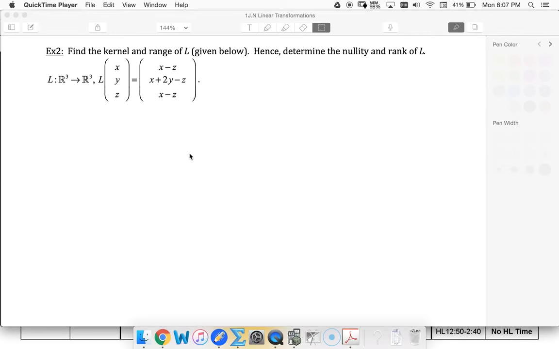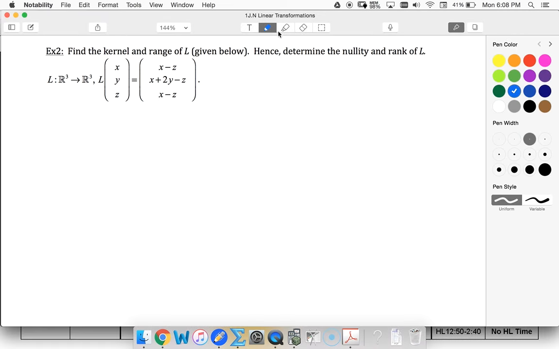Right, in this example, we're looking at finding the kernel and the range for the function given below. And the easiest way to do this for sure is to set up our matrix and make an augmented matrix, find the reduced row echelon, and that will help us to find both the kernel and the range. So I'm going to make my matrix.